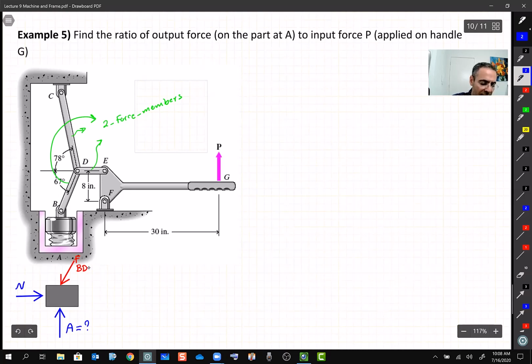Do it for the rest and try to find out this A. If you couldn't solve it, then send me an email. I'll post a solution for you later. Any question before we leave? Are we good?